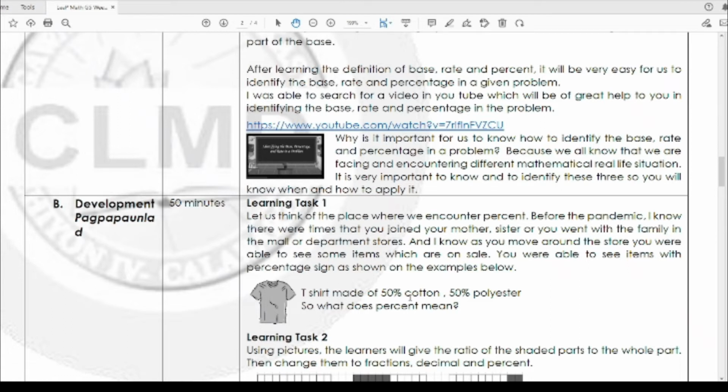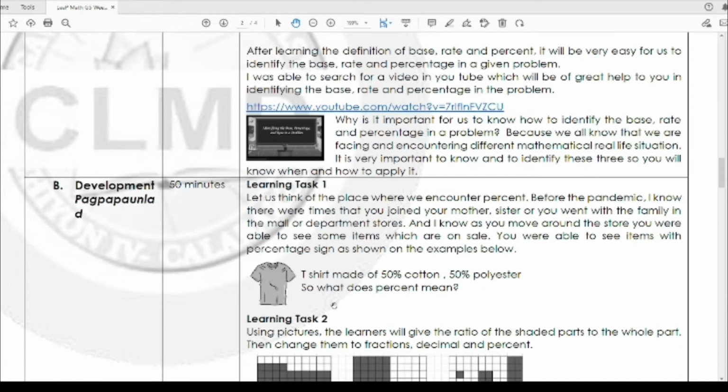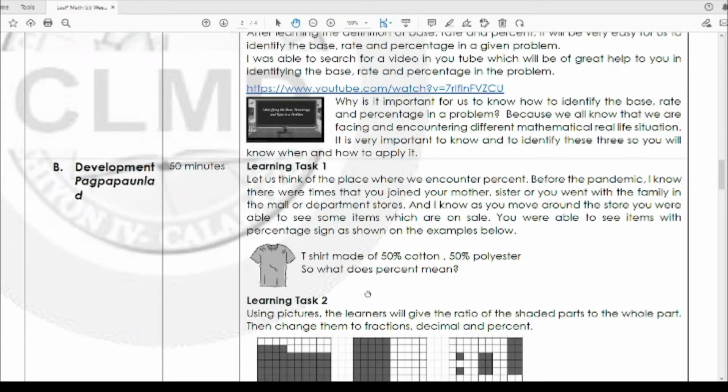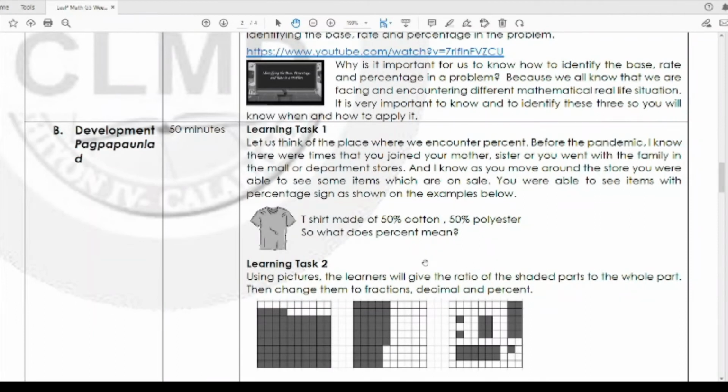And I know as you move around the store, you were able to see some items which are on sale. You were able to see items with percentage sign as shown on the examples below. In our picture here is a t-shirt made of 50% cotton and 50% polyester. So what does percent mean? Okay, give your answer from learning task number 1.